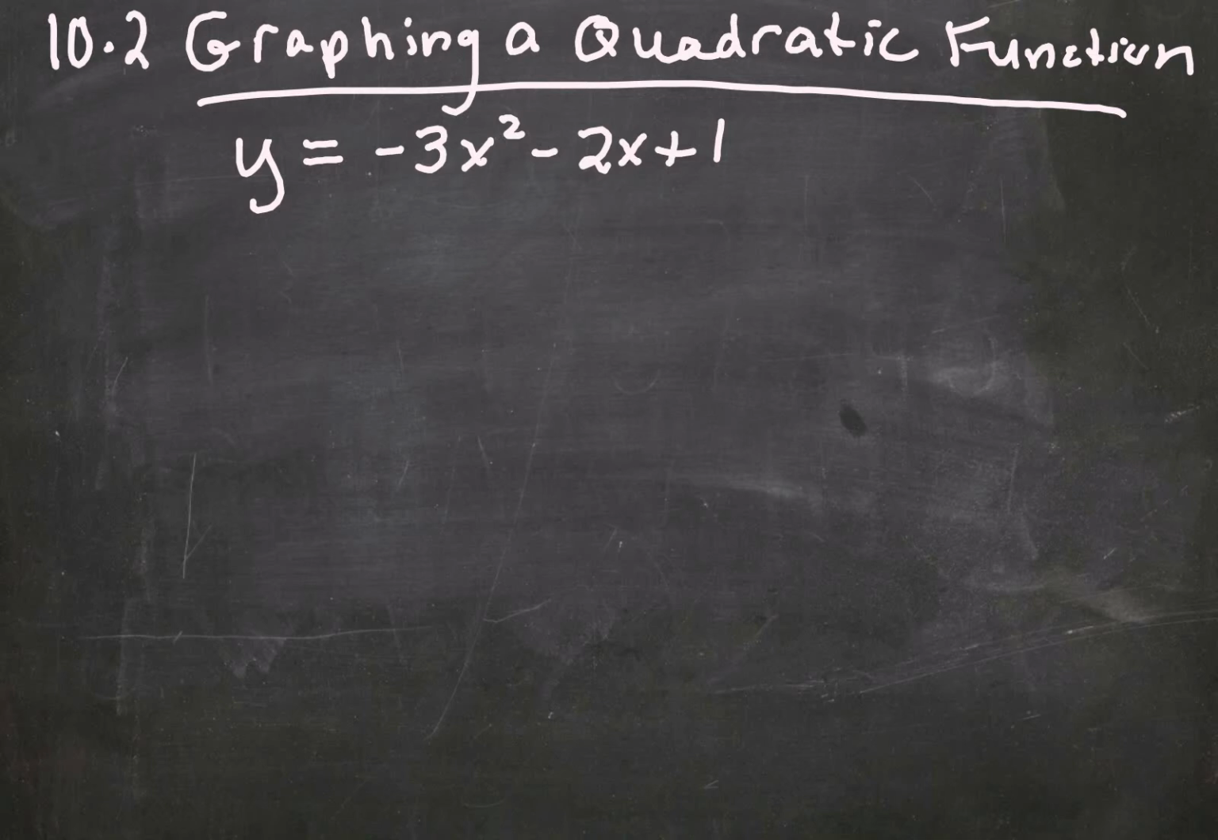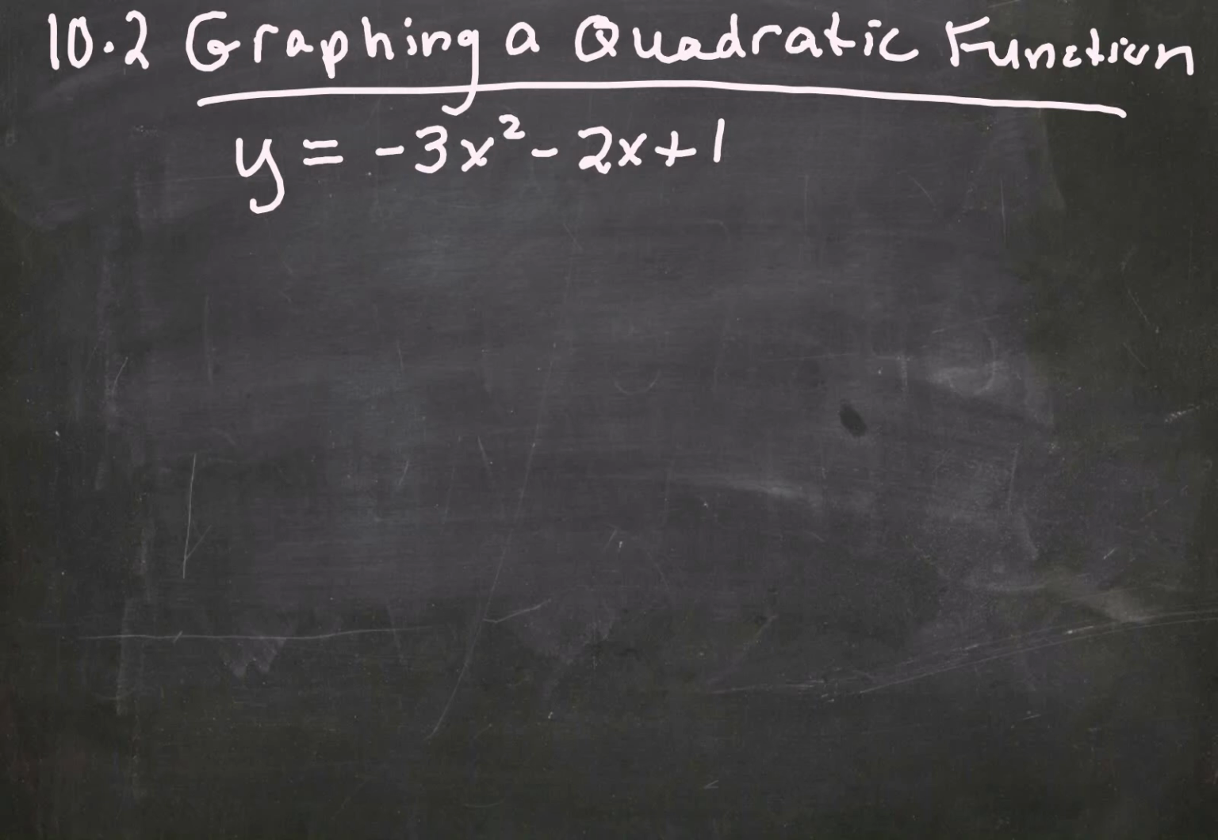Graphing a quadratic function, we're going to do this by completing the square. And we're going to complete the square to get this form. As you see, we have our quadratic function, y equals negative 3x squared minus 2x plus 1. We're going to use completing the square to get this quadratic in standard form.